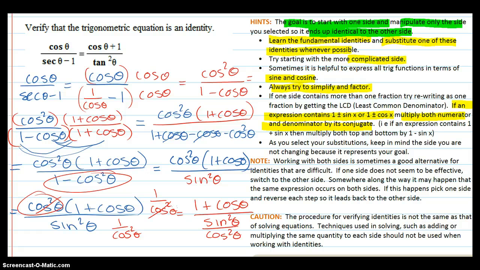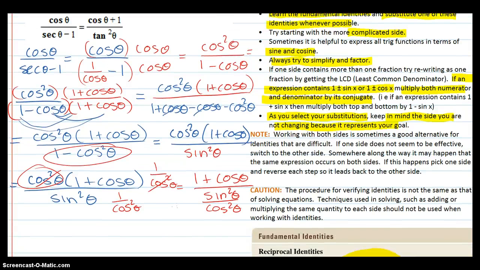So you can see here we are so close because we know that sine over cosine is tangent. By the way, that is the hint, the last hint. It says, as you select your substitution, always keep in mind the side you're not changing because that represents your goal. So I'm always looking at my goal and I can see that I'm almost there. Sine over cosine is tangent squared of theta, and then I would have it. So all I got to do is write that last line and I am done. So let's go ahead and do that. Let's scroll down a little bit.